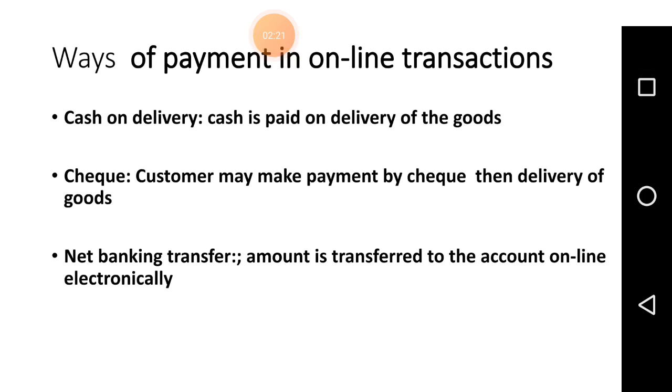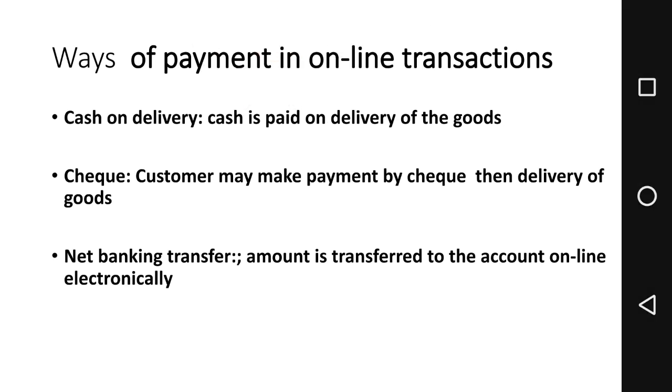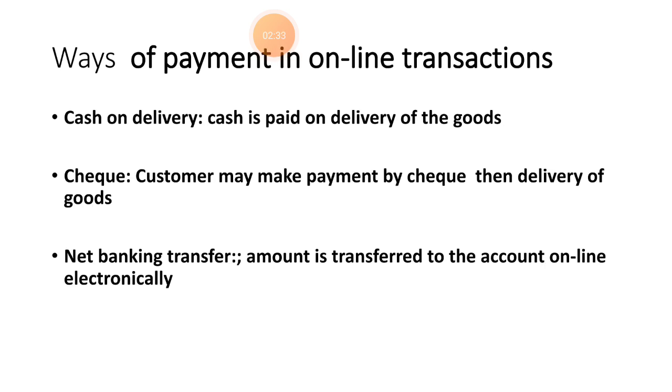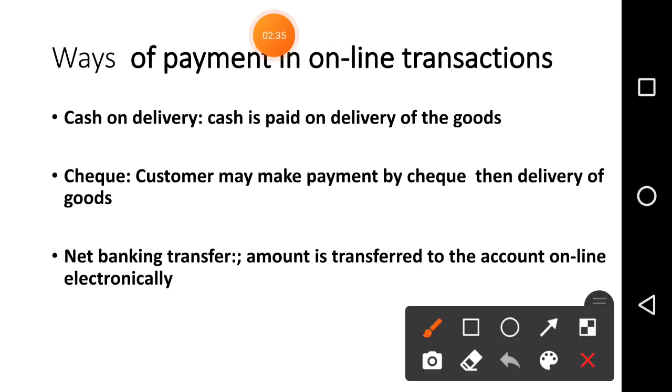Next topic is another 4 marks question: ways of payment in online transaction. How can you do payment in online transaction? Just now we saw the payments, but here you have to explain a little. First one is cash on delivery. What is cash on delivery? Cash is paid on delivery of goods. Now you have ordered a watch. The delivery person will come to the house, give you the watch, packed, and after that you pay the cash. That is cash on delivery.